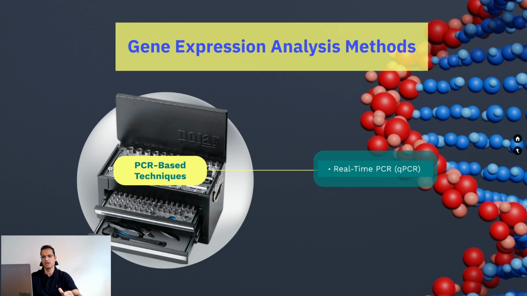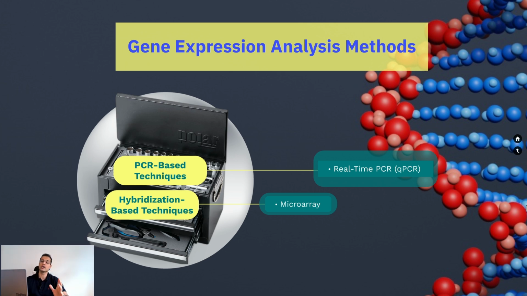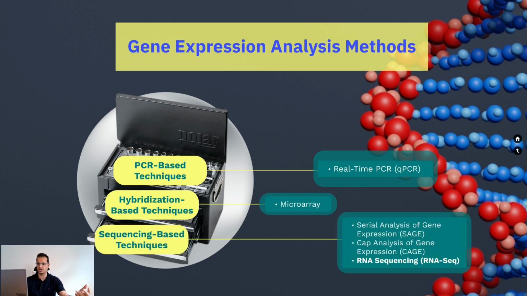sequences. In hybridization-based techniques, we have microarray, which can analyze thousands of genes simultaneously. And it is relatively inexpensive per gene analyzed. But it has lower sensitivity compared to qPCR and also requires prior knowledge of gene expression. In sequence-based techniques, we have SAGE, serial analysis of gene expression. It can discover novel transcripts and also provide absolute quantification, but it's labor-intensive and time-consuming, and requires a large amount of starting RNA.